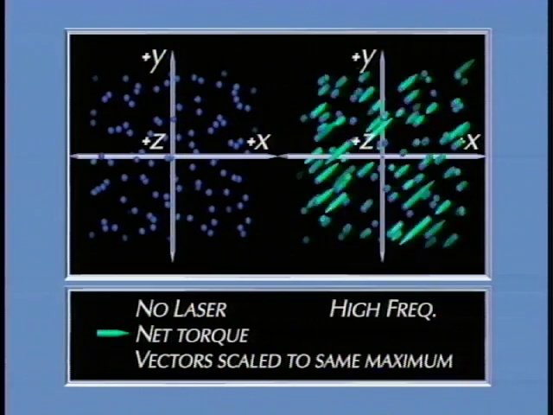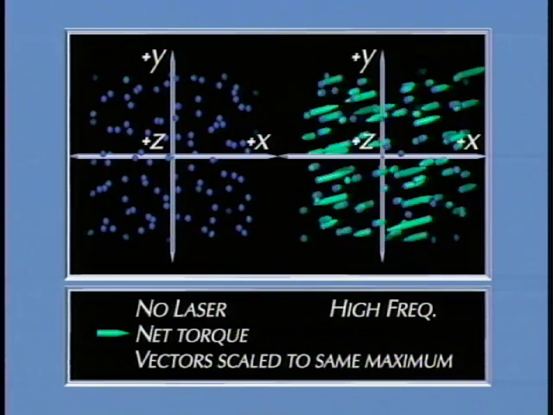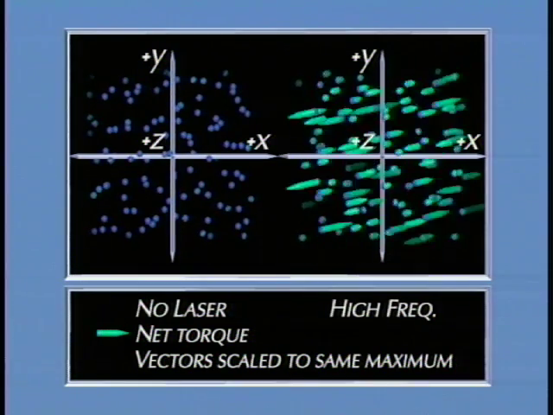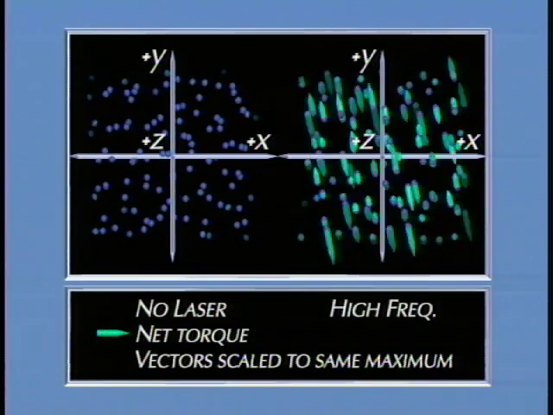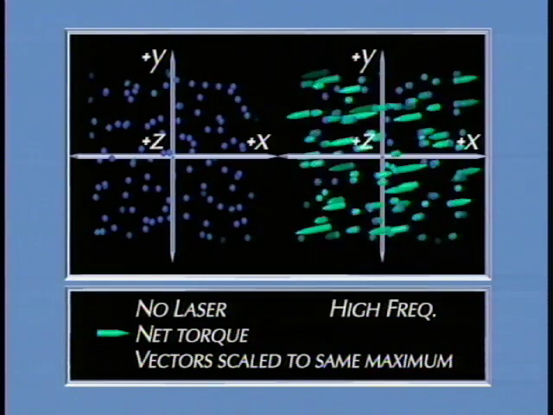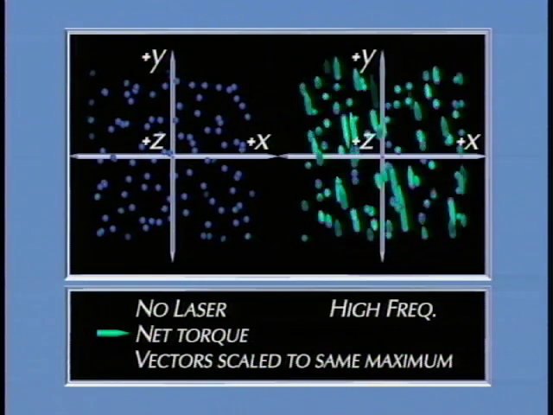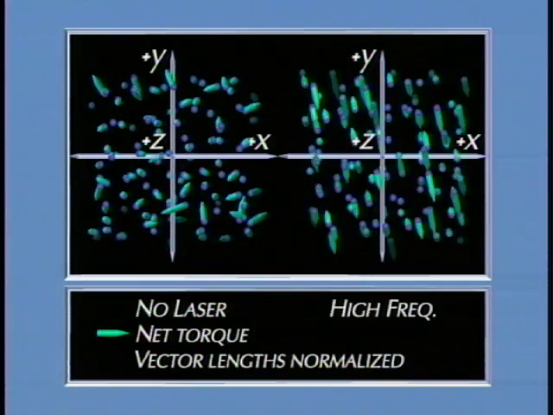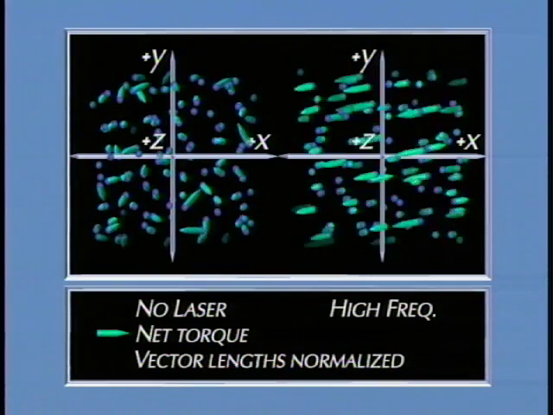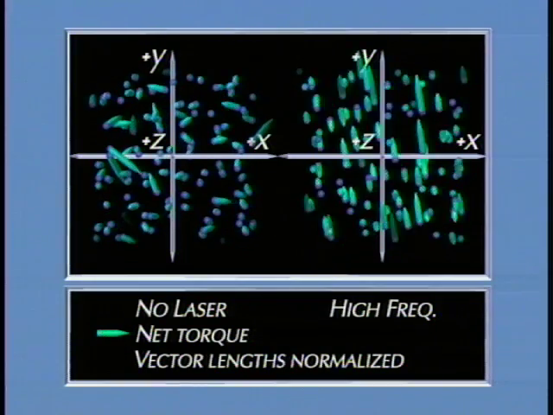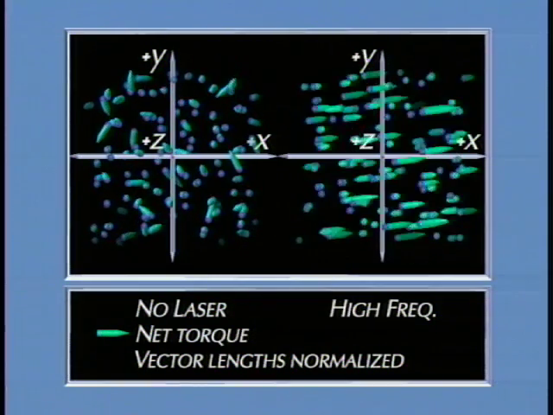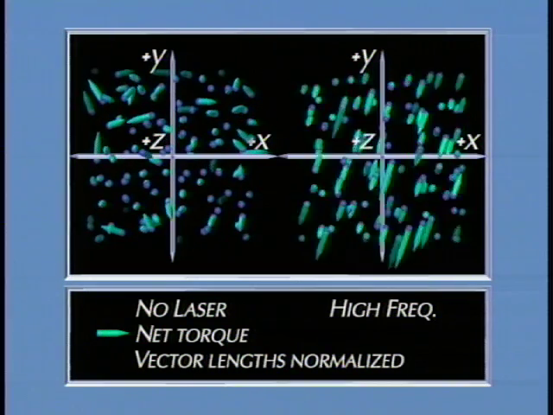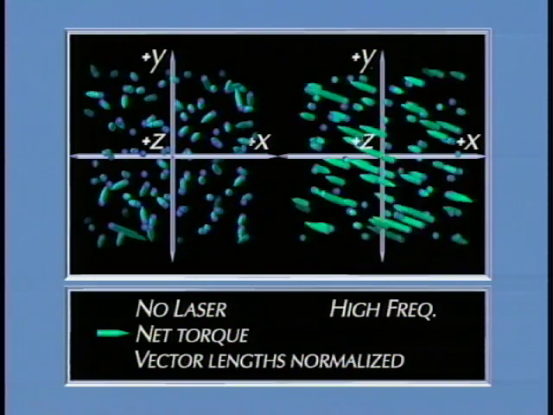In the first example, the vectors in the baseline or no laser condition are scaled to the same maximum as the high-frequency laser. However, because the absolute magnitude of the vectors is much greater in the laser treatment condition, we must rescale the baseline vectors to make them visible. As a result, it is meaningful to compare the relative motions of the vectors in the two conditions, but not their relative lengths.